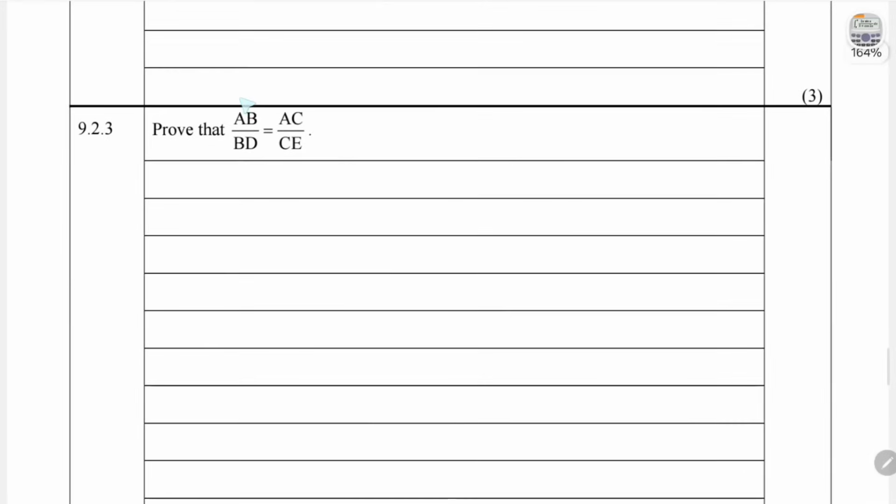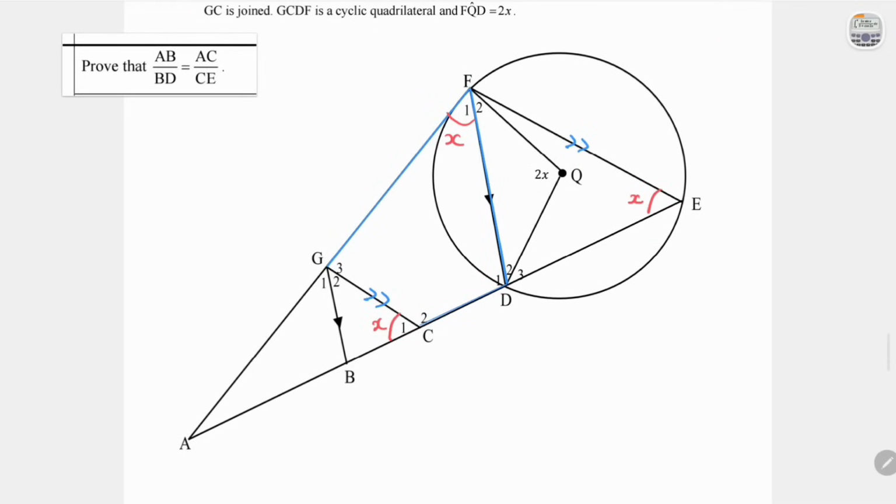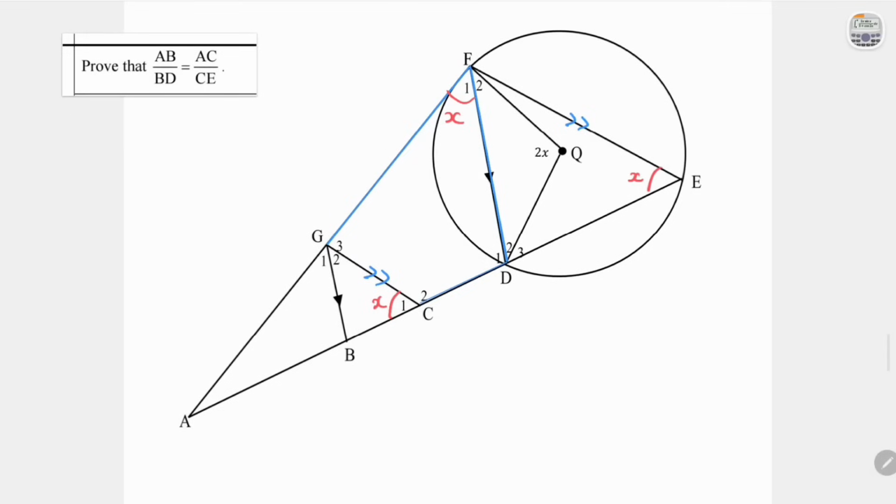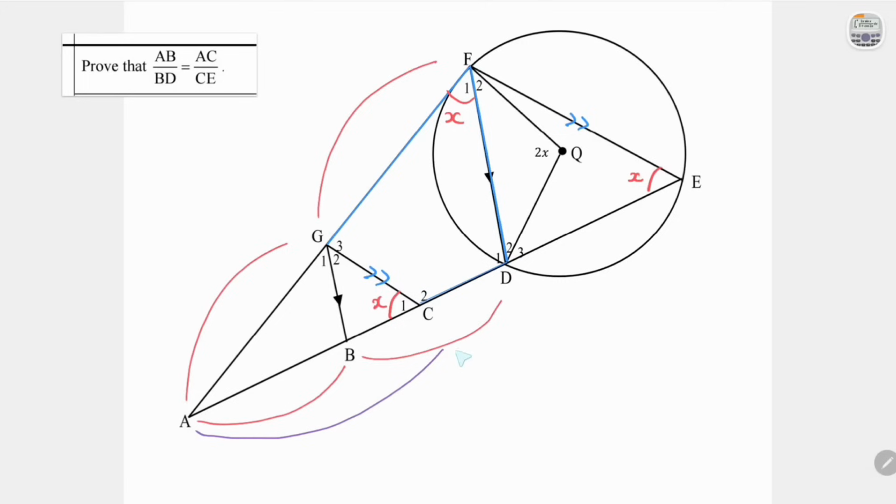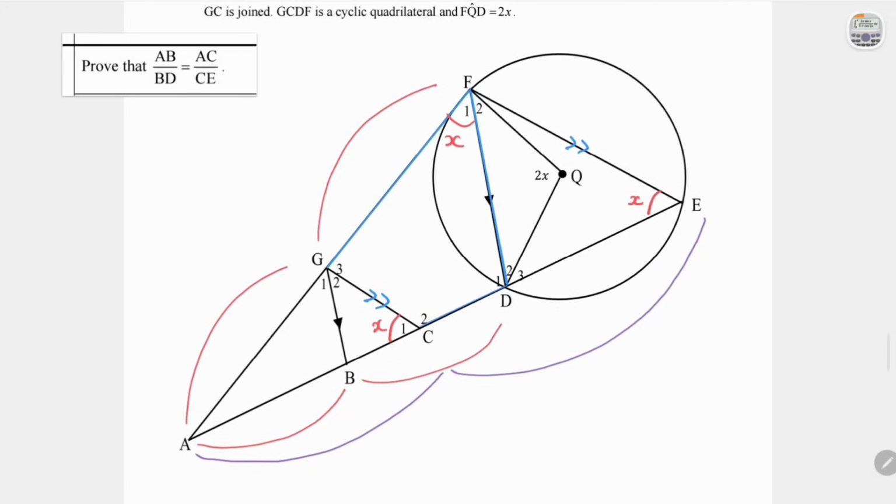Question 9.2.3 says, prove that AB over BD is equal to AC over CE. Okay, so let's see the lines they are referring to first. Just pinning that question to the screen so we can see what they're referring to. AB over BD is directly going to be proportional to AG over GF. But they're saying that it's equal to AC over CE. So let's see where that is. AC over CE is over here. Okay, so it's because of those two parallel lines that we have.